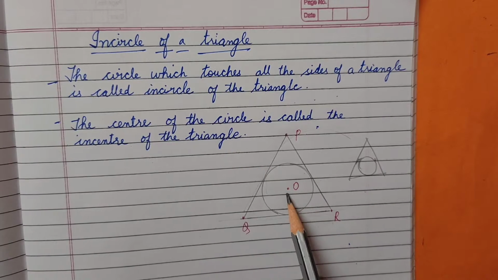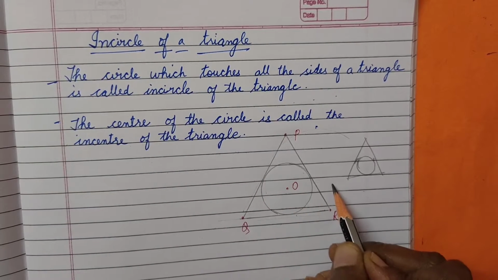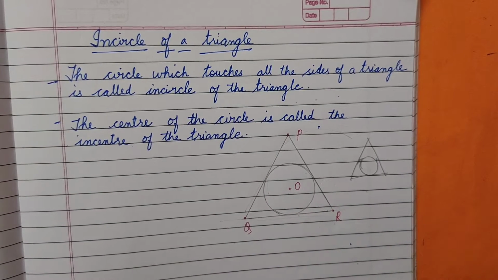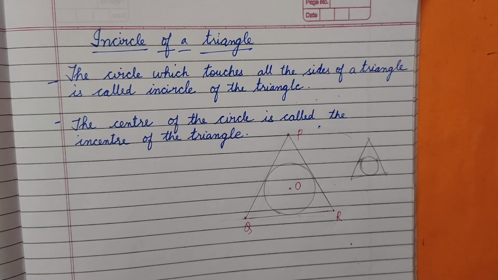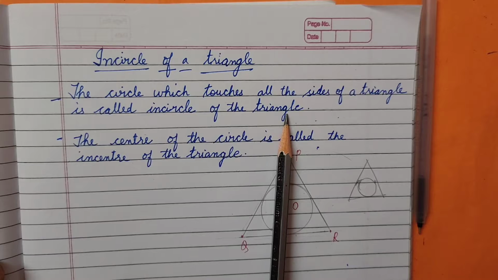And the center of the circle is called the incenter. Why do we call this the incenter? Because it is the center of the circle and also inside the triangle. Understood? Let's move further. So we are going to learn how to construct this incircle of a triangle.